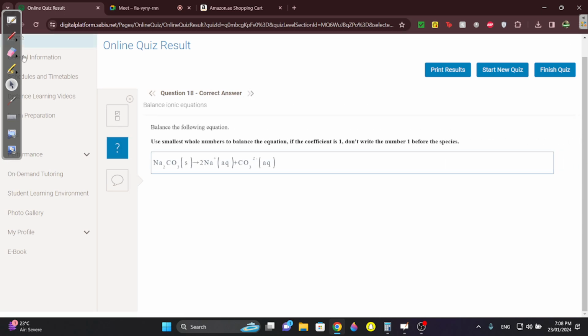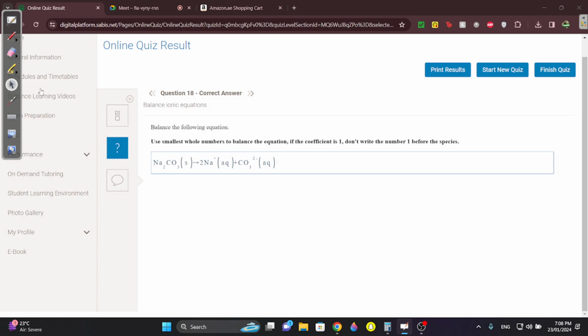Question 18. Again, balance. The 2 wasn't written over here. You had to balance. You look at the Na. Here you have 2, here you have 1, so you put the 2 over here. Look at the carbon. Here you have 1, here you have 1. Look at the O. Here you have 3, here you have 3. So everything is balanced except the Na, which we already put the 2 for.